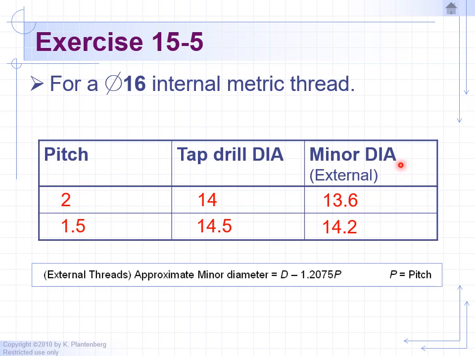And for our minor diameter, using this formula, we would come up with 13.6 for the minor diameter. And that's for coarse thread, and for fine, we would come up with 14.2. Again, using this formula for the minor diameter using millimeters.